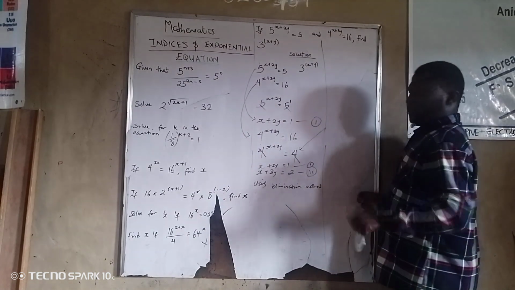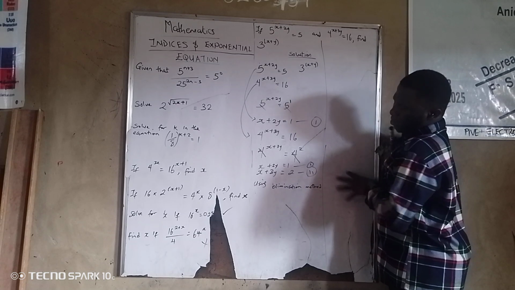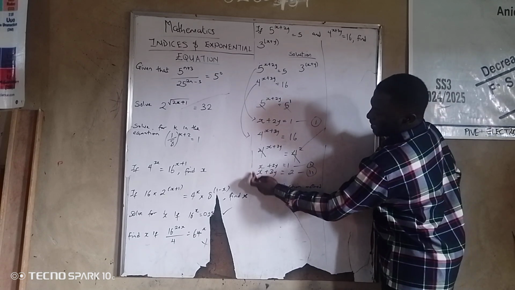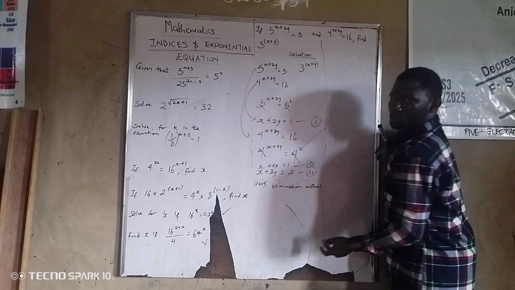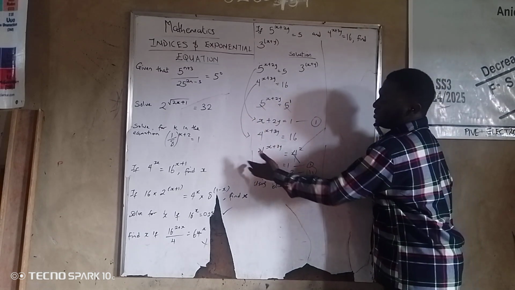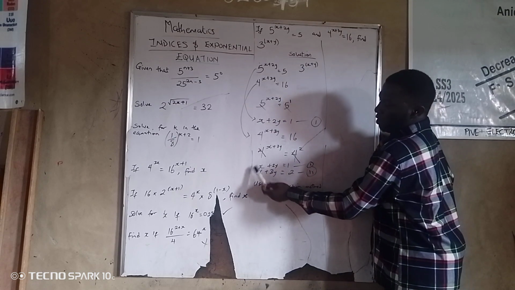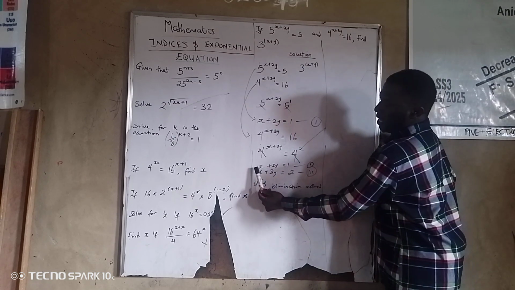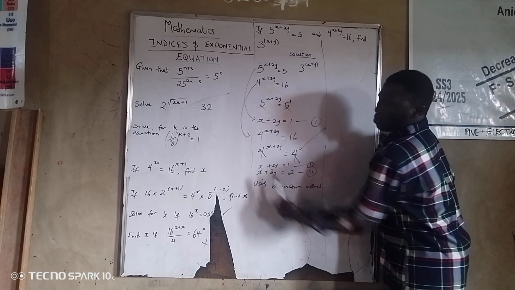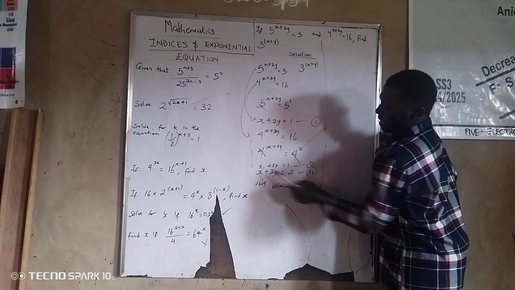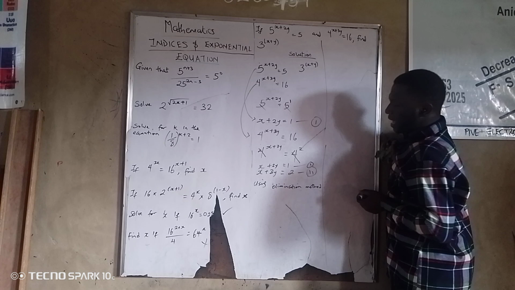I know some of us will be expecting me to say multiply this by this, multiply this by this. But for this particular question there is no need for that, because the leading coefficients are already equal. The coefficient of x here is 1, and the coefficient of x here is 1. So there is no need to multiply anything by anything. I can just subtract one equation from the other.